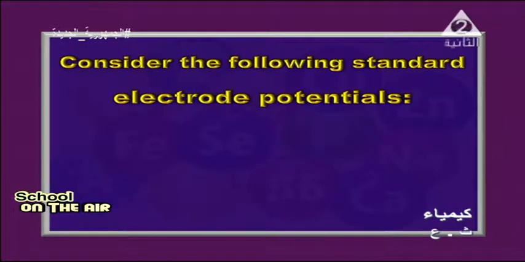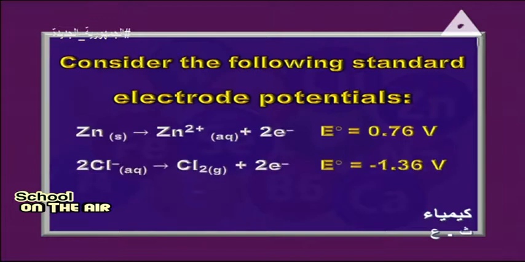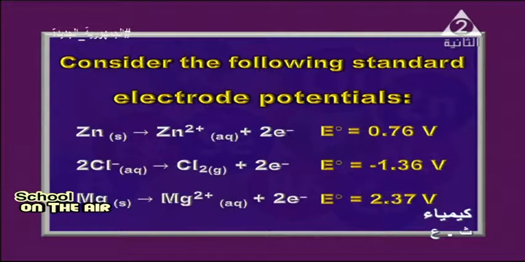Consider the following standard electrode potential. This next question gives the different oxidation potentials for three elements: zinc, chloride ion and magnesium. According to these reactions, we find that magnesium has the highest oxidation potential and chloride ion has the lowest oxidation potential.